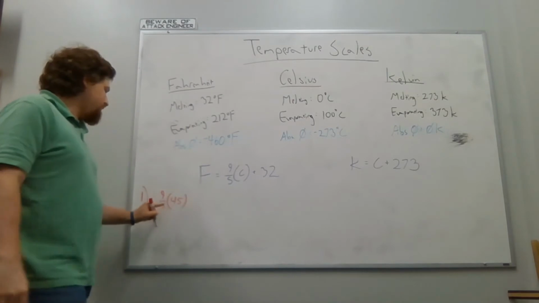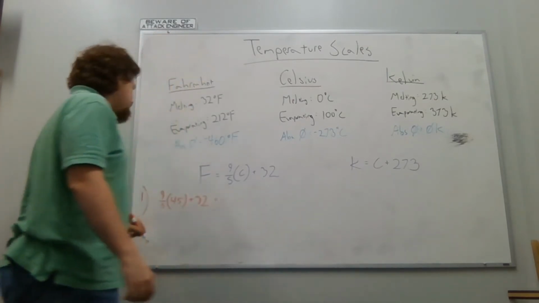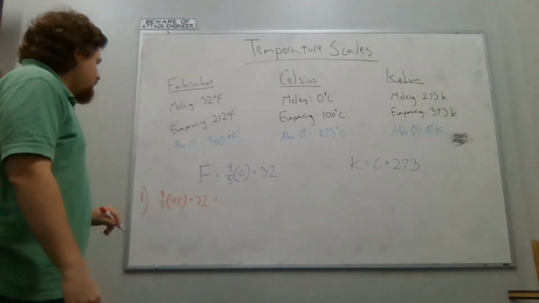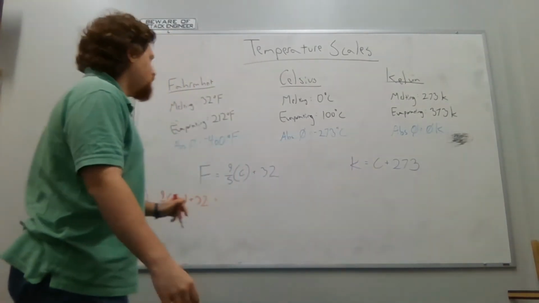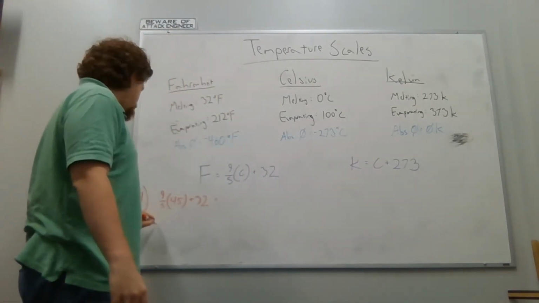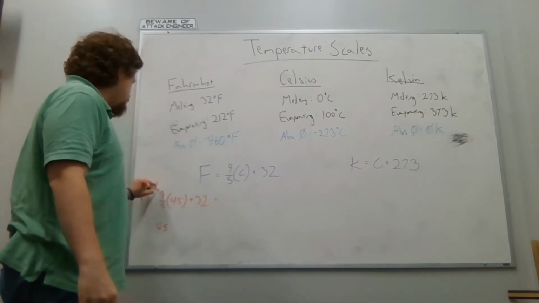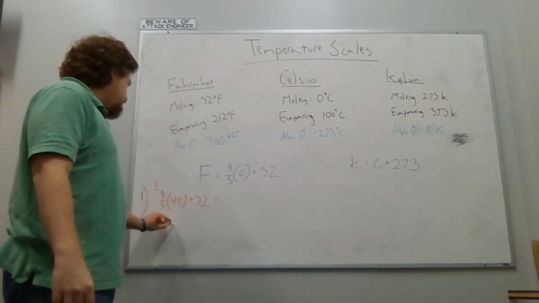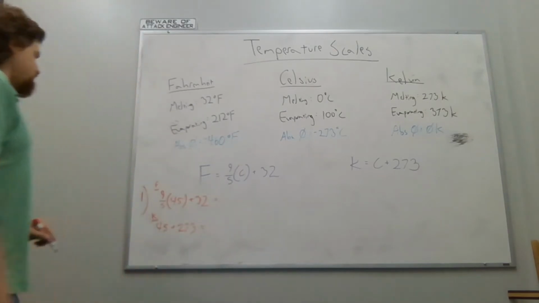So 9/5 times 45 plus 32, and that's going to give us our temperature in Fahrenheit. If we want Kelvin from Celsius, we're going to take our Celsius and add 273. So 45. I'm going to make note: this is putting it in Fahrenheit, this is putting it in Kelvin. 45 plus 273, and that's going to give us our answer there.